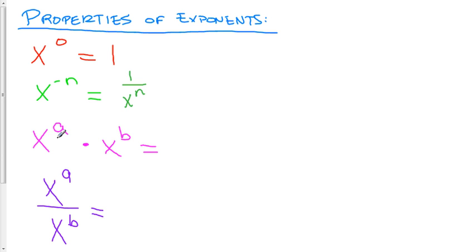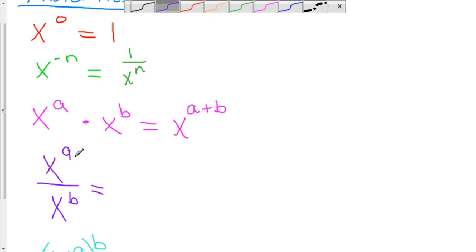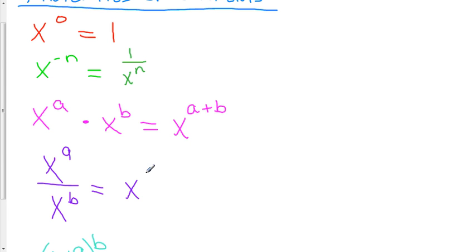If you have x to the a times x to the b, when you're multiplying and you have exponents with the same bases, then you keep the base the same and you add the exponents. Same thing happens when you're dividing. If the bases are the same and you have exponents, you keep the base and you subtract the exponents.